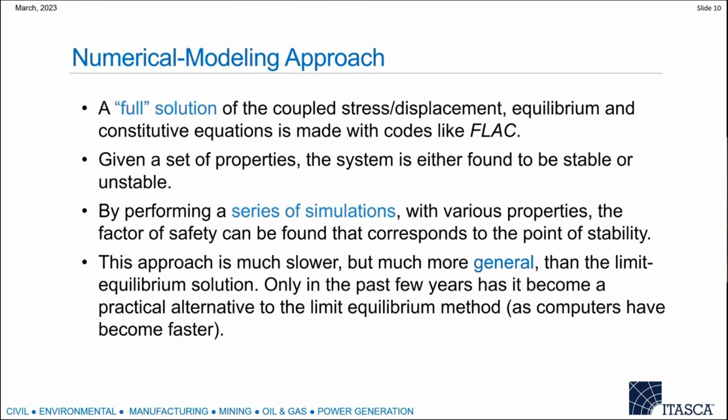By performing a series of simulations with various properties, the factor of safety can be found that corresponds to the point of stability. This approach is much slower, but it's tolerable, and much more general than the limit equilibrium solution. Only in the past few years has it become a practical alternative to the limit equilibrium method, since computers have become faster and faster.